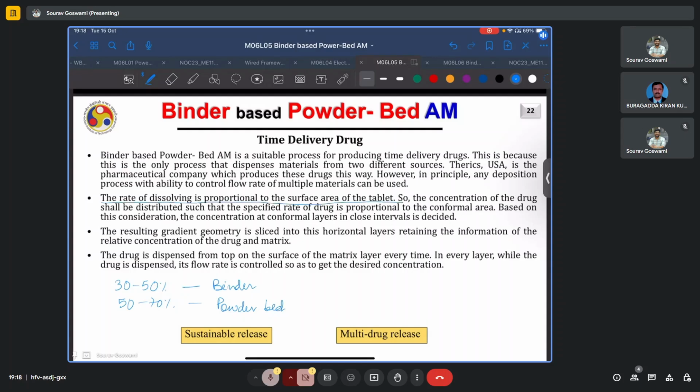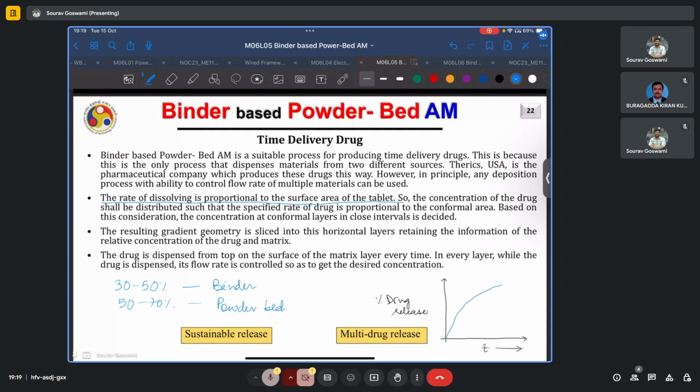So, the concentration of the drug should not be distributed uniformly, because in such a case, say, if this is the percentage drug release and this is your time axis, with time the surface area will decrease, and so the percentage drug release will also tend to saturate. Maybe it will take on a characteristic such as this.